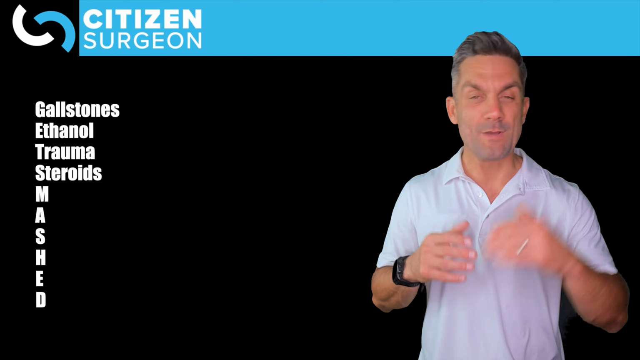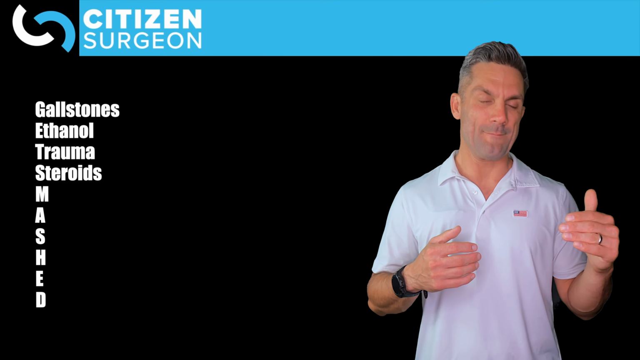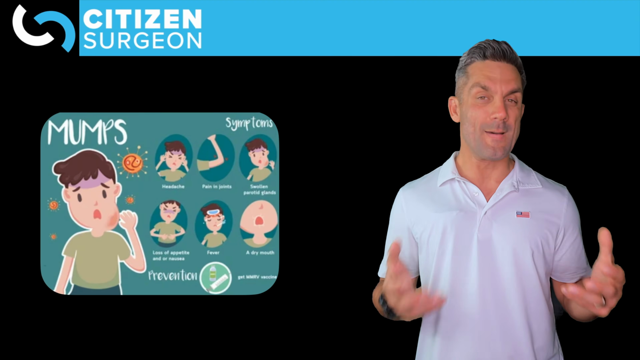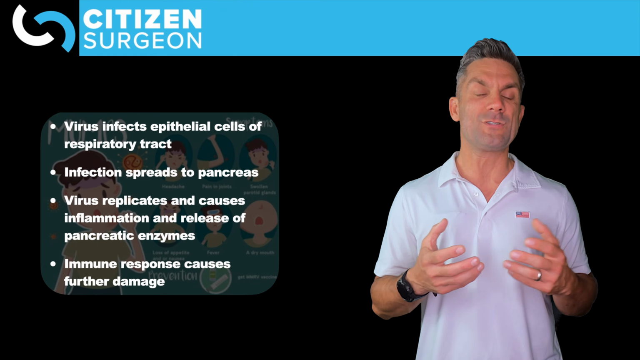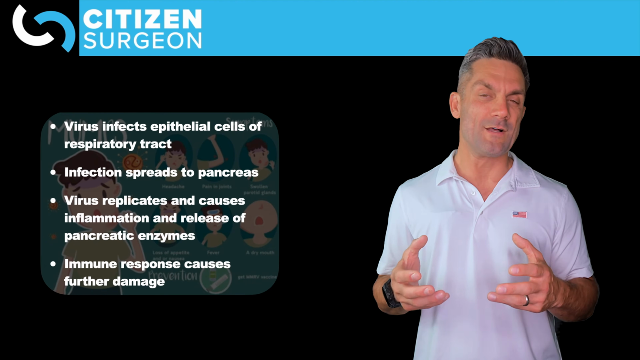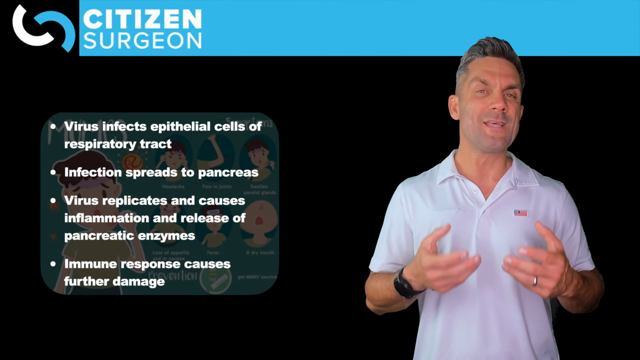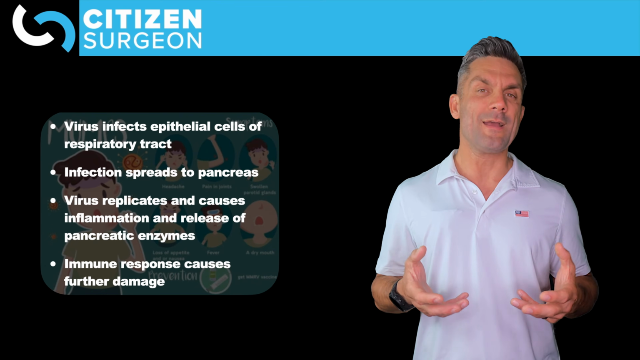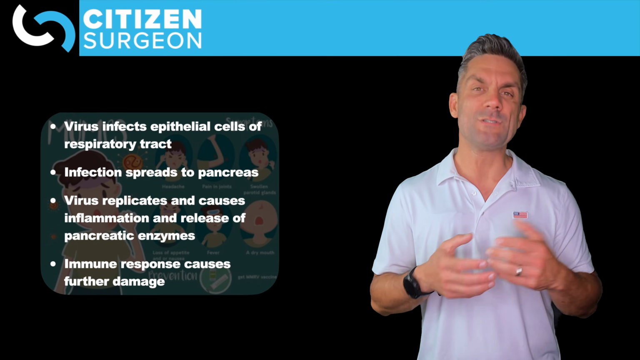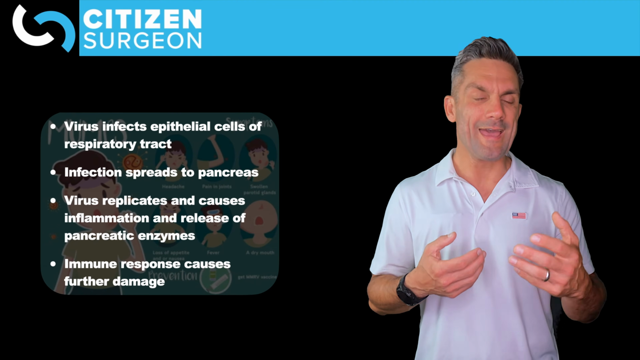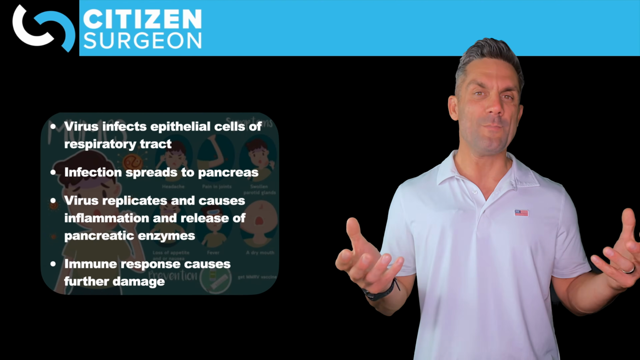Okay, back to the acronym. Gallstones, ethanol, trauma, steroids, M. What is M? Okay, so M is the mumps. Mumps causes inflammation of our salivary gland. It's an acute infection of the respiratory epithelial cells. And what happens? Well, the infection of this virus in the respiratory epithelial cells is spread to the pancreas. Pancreatic cells get infected by the virus, and that causes blockage. It causes a pro-inflammatory state and release of digestive enzymes, more cytokines, pancreatic injury, and acute pancreatitis.